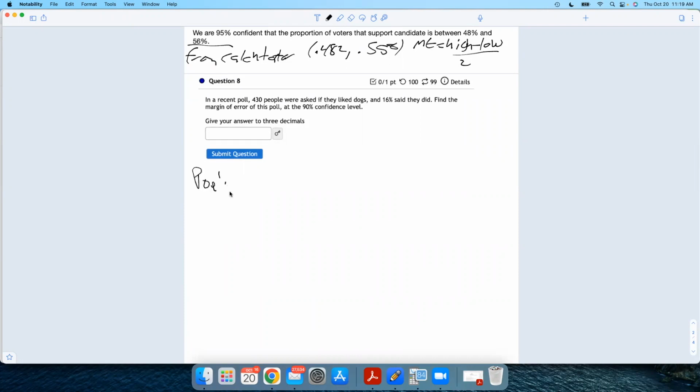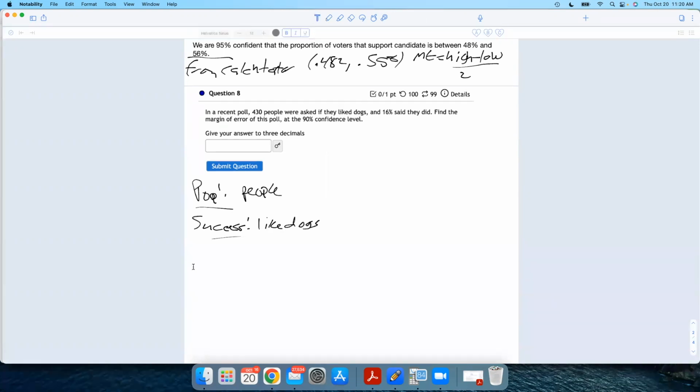Okay, we're going to have our population. We're going to have success. Population. Who did we survey? People. What was success? They like dogs. So now we define our variable. Let P.